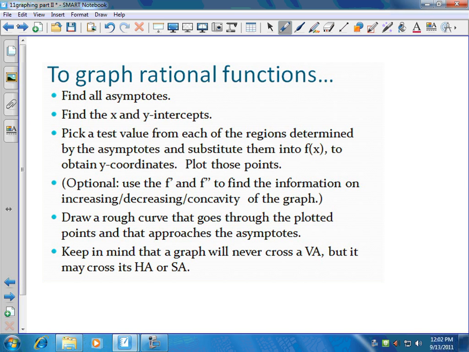So this is our series of steps. We're going to find the asymptotes. Typically we'll also find the intercepts. We'll pick test values from the regions determined by the asymptotes just to plot a few points. Sometimes the intercepts are going to be all you need. Again, I'm keeping this as an option. It's not mandatory to do the sign charts for f prime and f double prime. And then we're going to draw a rough curve, keeping in mind your asymptote information and the points that you have obtained. So here's the example.